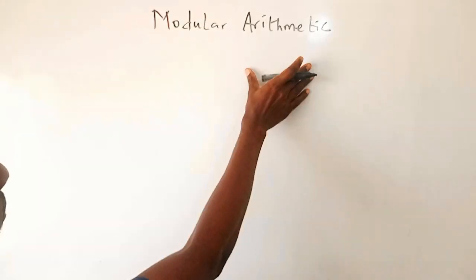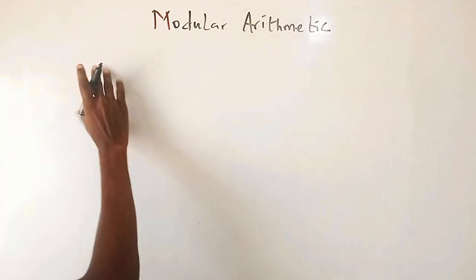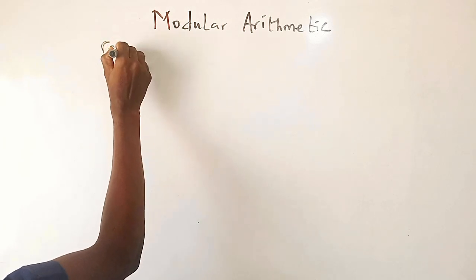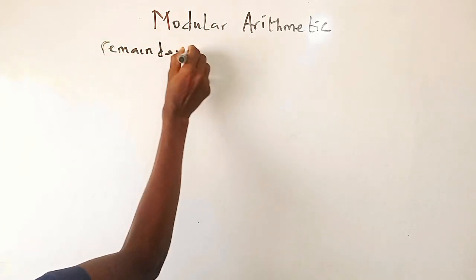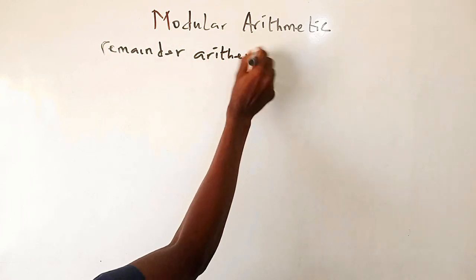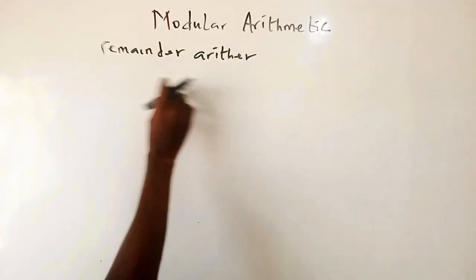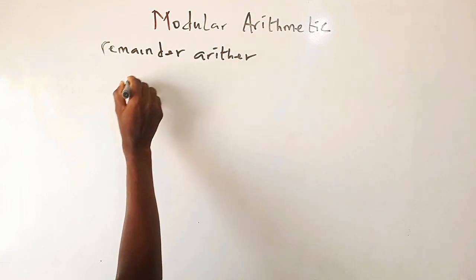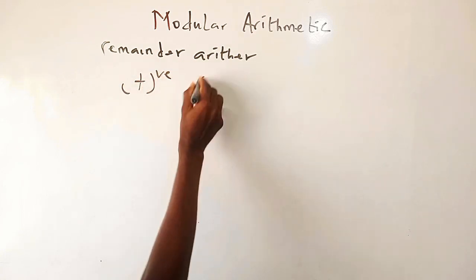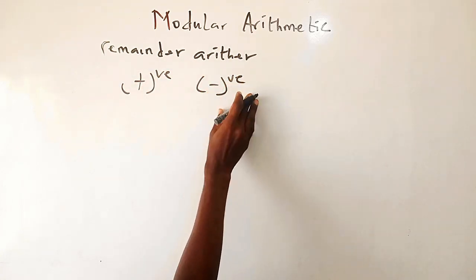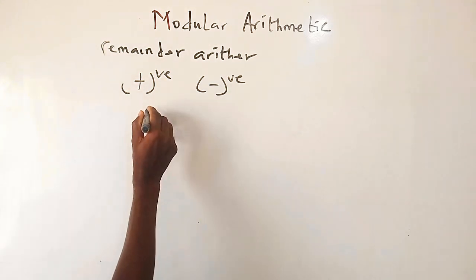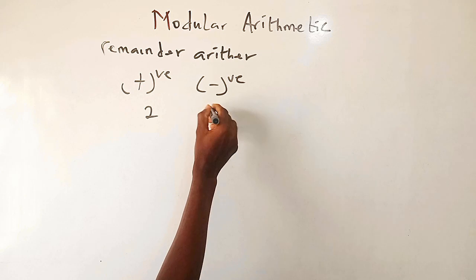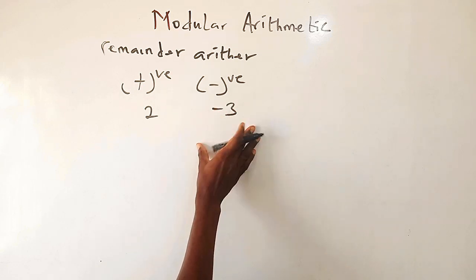Okay, so what is modular arithmetic? It's all about remainder arithmetic, where we look at two operands: the integer and the modular number. The integer can be positive or negative. For a positive integer we have numbers like 2, and for negative integers we have numbers like -3 and so on.